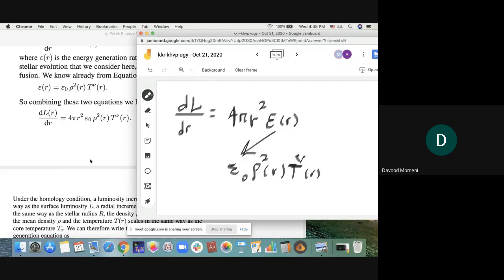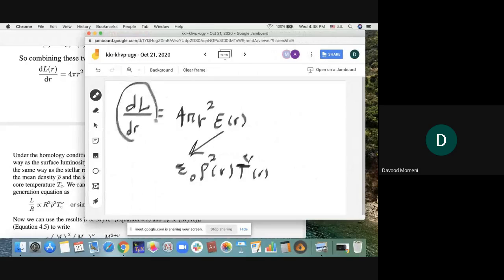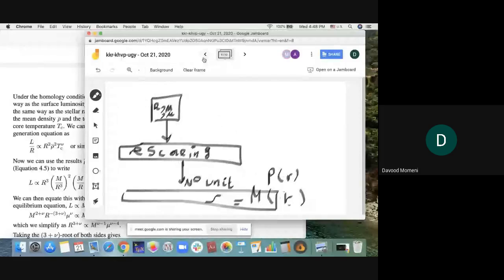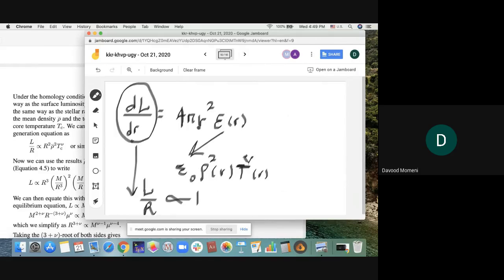To scale the equation, you have the information about L. The process is that you change this equation to a ratio between L and R. You remember L was scaled like R Tc^4 rho bar. We can keep this expression in mind. And here I can say R squared. Rho, we can scale it like rho bar. And T, we can scale it like Tc to the power of this exponent, V.